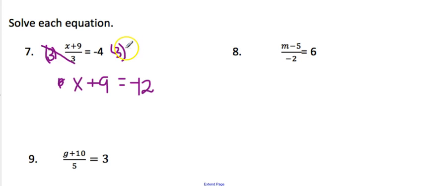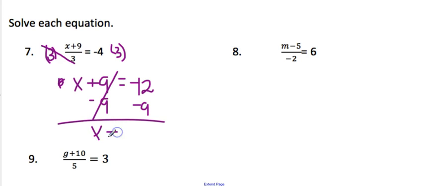That's pretty simple. So I'm going to do the opposite of a plus 9 and subtract 9 on both sides. My positive 9 and my negative 9 will cancel out, leaving me with x equals, and then my signs are the same, so I know I'm going to add them and get a bigger negative. 9, 10, 11, that would be negative 21.